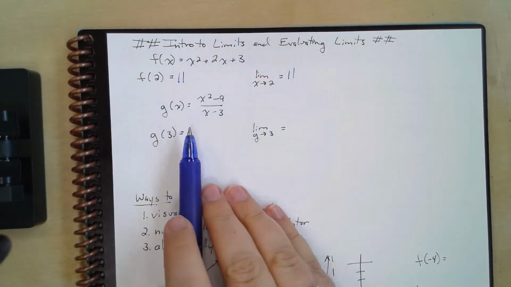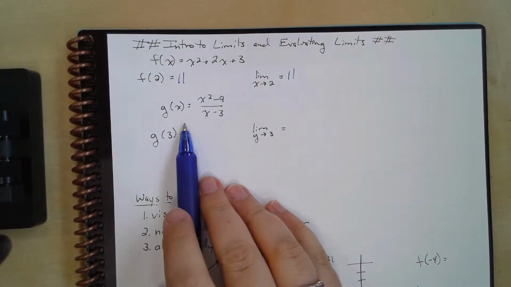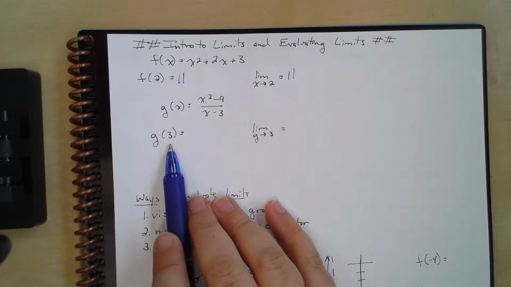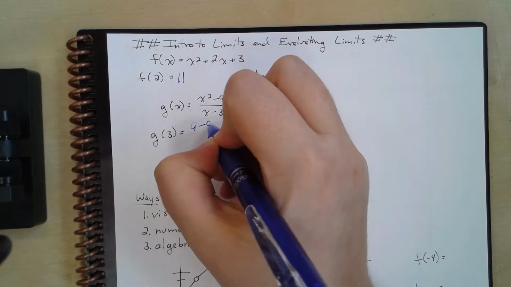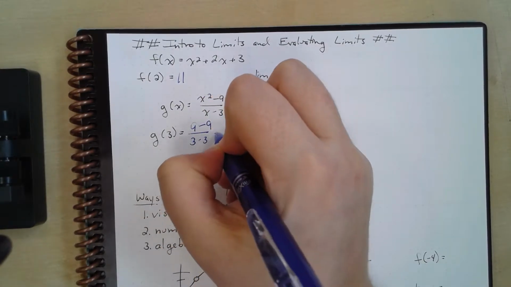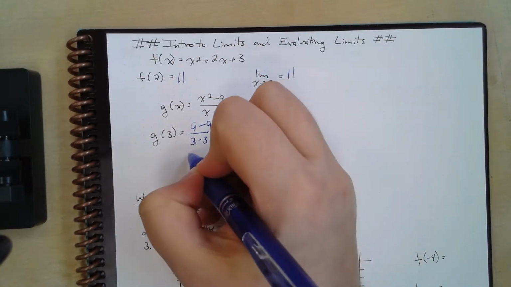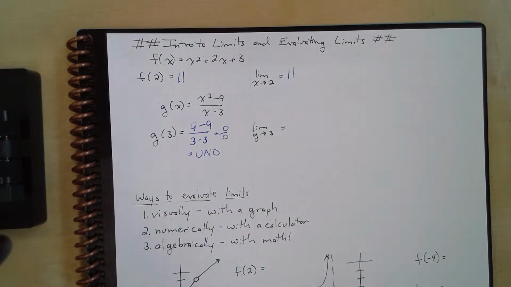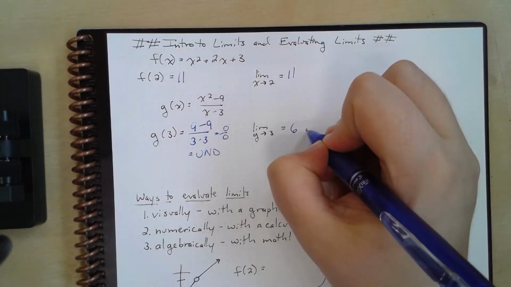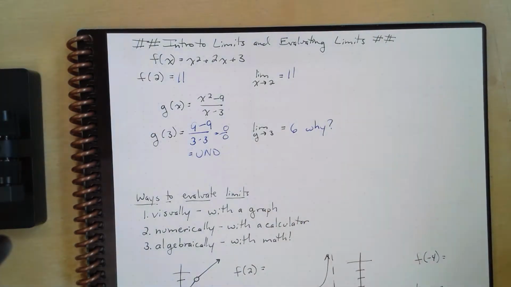But if we look here at g of x is equal to x squared minus 9 over x minus 3, well, if we substitute in 3, we're going to get a value that doesn't exist, right? This does not exist. It's undefined because we would have 9 minus 9 over 3 minus 3, which is equal to 0 over 0, which of course is undefined. But we actually do have a limit of this, and that limit is equal to 6. Why? We're going to learn that right now.